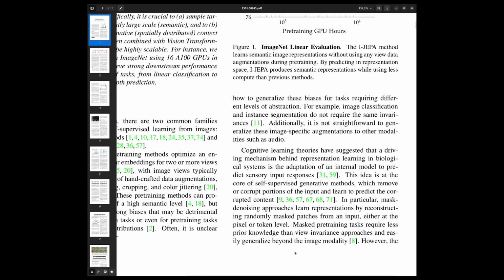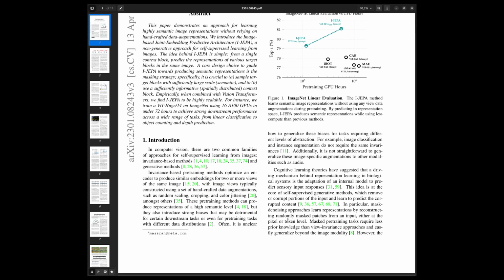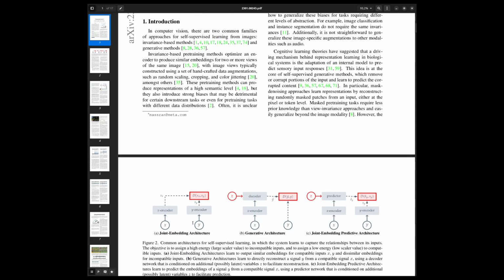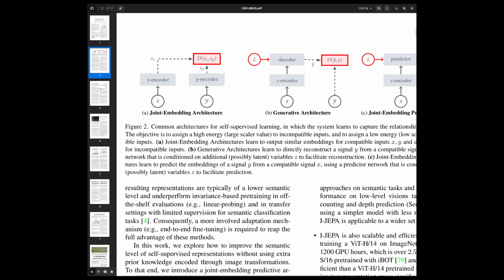And it's pretty cool because it makes it way easier to work with different kinds of data with the same architecture. However, the resulting representations are typically of a lower semantic level and underperform view-invariance-based pre-training in off-the-shelf evaluation. Ricardo, I don't remember if you were there the last time, but we had a presentation from Sam, who made a paper showing how to increase the semantics. Yeah, that was very interesting.